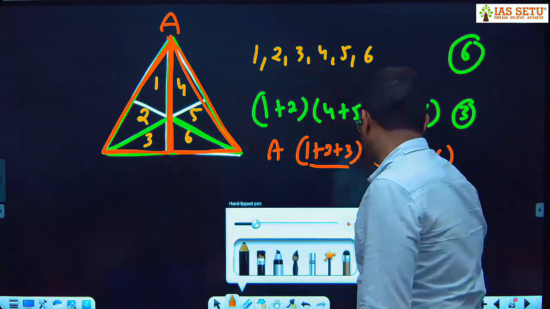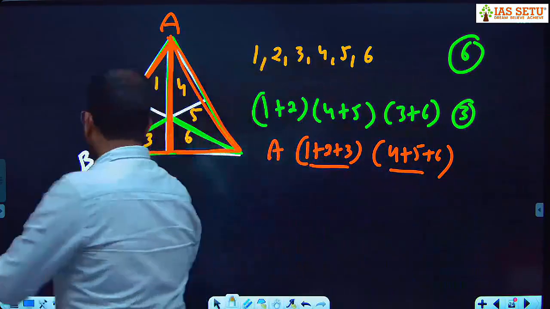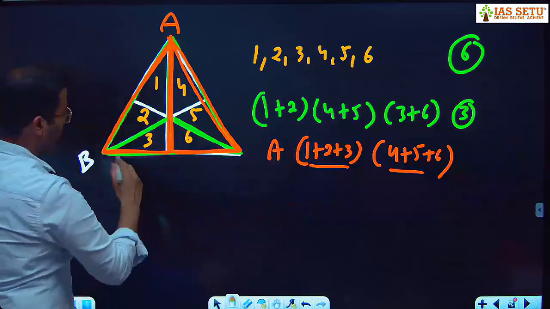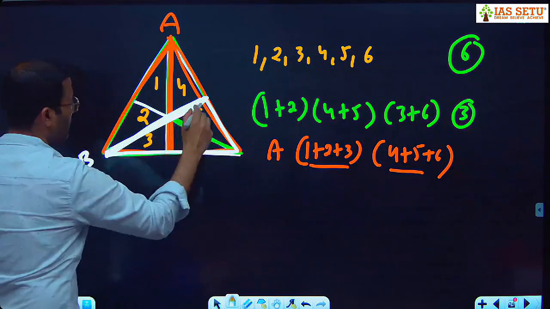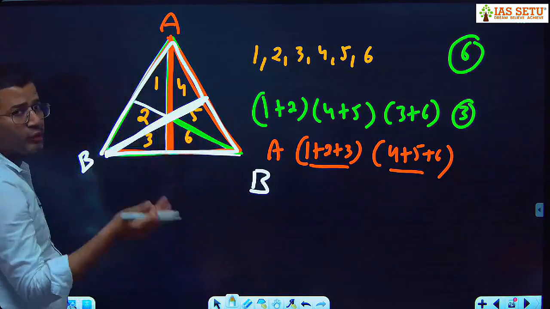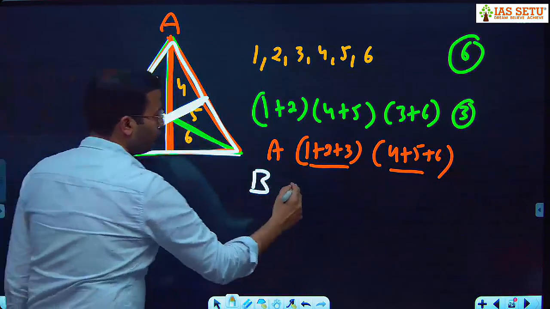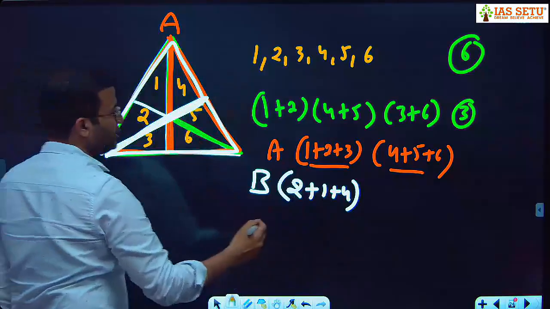Similarly from B, this is B. So what you do from B also, you divide in 2 parts. थोड़ा comfortably समझ पाओगे. एक ये, दूसरा ये. So from B, I put numbering at your home. You can cross check: 2, 1, 4. And this side is 3, 6, 5.